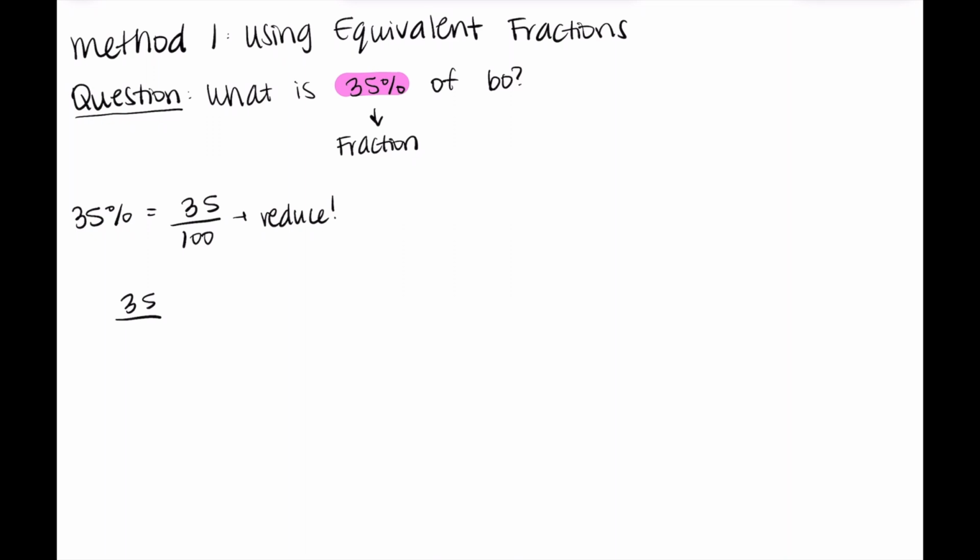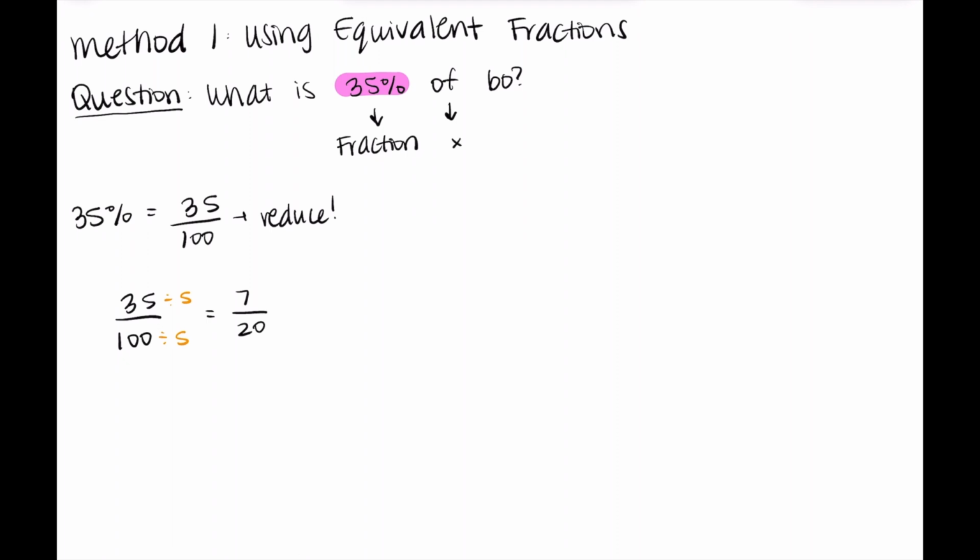What we're going to do now is reduce our fraction. We know that 5 goes into both 35 and 100, so if we divide by 5 top and bottom, 35 divided by 5 gives us 7, and 100 divided by 5 gives us 20. So now we've decoded, right? Our 35% is now a fraction and it's now reduced. So we have this 7 over 20. Let's look back at our question. It says, what is 35% of 60?